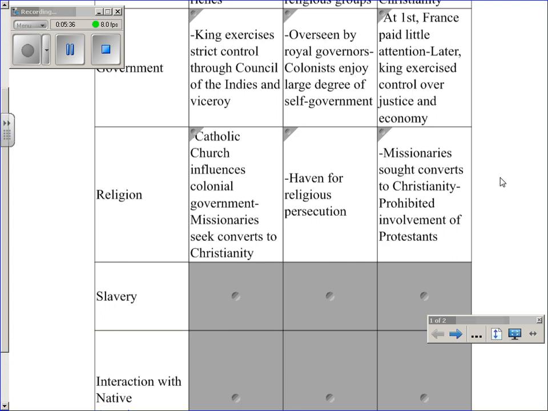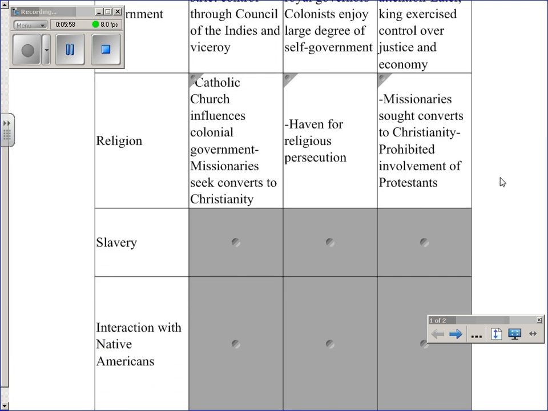And France, similarly to Spain, missionaries are heading overseas with the goal of spreading religion. However, interestingly enough, the King of France forbade Protestants to settle in the New World. So originally, the New World was settled predominantly by Spanish Catholics.